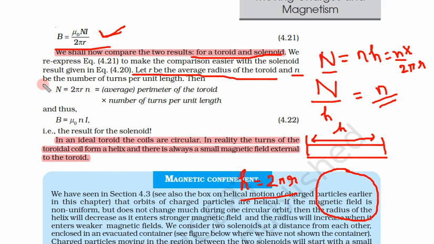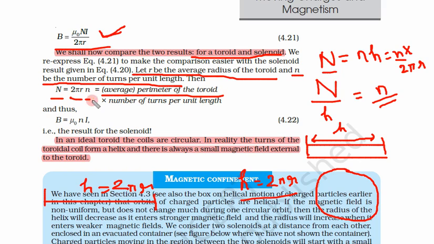So if n is the number of turns per unit length, then the total number of turns is n times the total length. Suppose we open this coil, then the total length is h, and this h is equal to 2 pi r. So the total number of turns is equal to 2 pi r into small n, that means the average perimeter of the toroid times n. Perimeter is 2 pi r, and r is the average radius, so we call this the average perimeter of the toroid, and n is the number of turns per unit length.